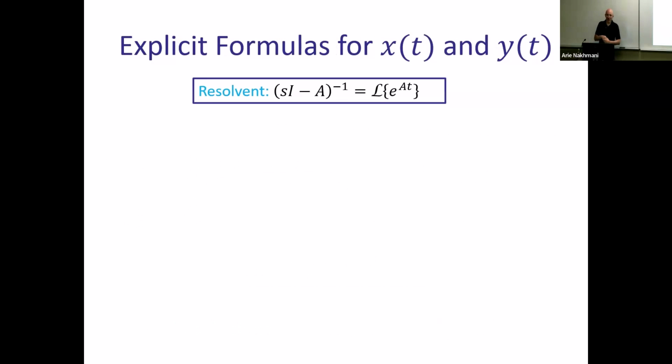All right, I mentioned already that name, resolvent. You have a special name for that special type of matrix. And I mentioned before that this is practically a Laplace transform of e to the At. So I want to find explicit formulas for x and y in time now. And I already hinted at how to do that.